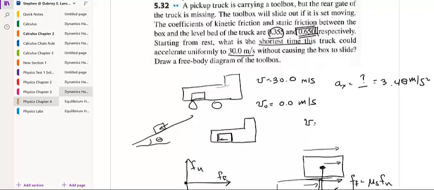So we have v is equal to v0 plus at. v0 is 0. If you solve for t, you'll get v over a. So v is 30 meters per second. a is 3.48 meters per second squared, which gives us the answer, which is 30 divided by 3.48, which is 8.6 seconds.